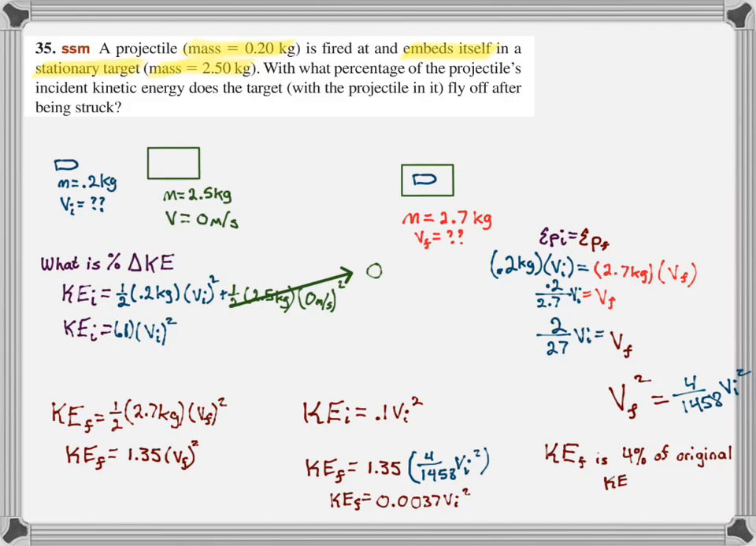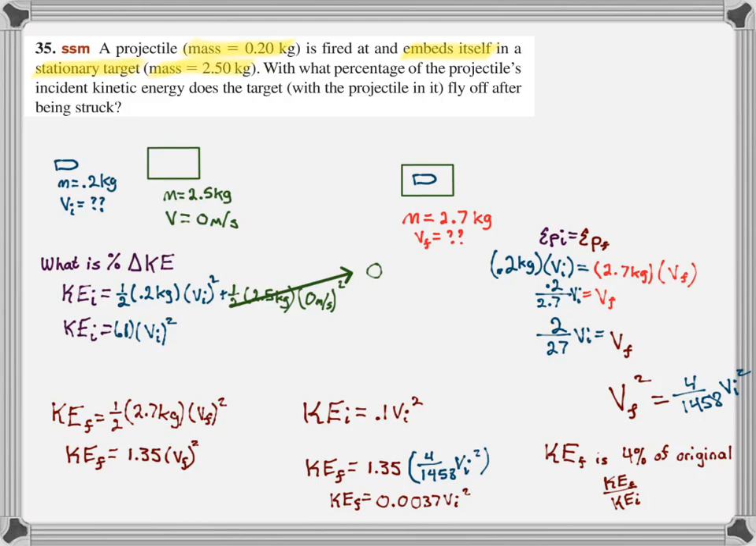That means the final kinetic energy is 4% of the initial kinetic energy, which means that 96% of the total kinetic energy you started off with was lost during that collision. 96% of the energy was converted into something else, because of the possible heat or deformation.